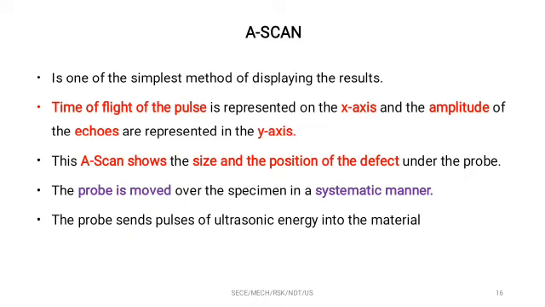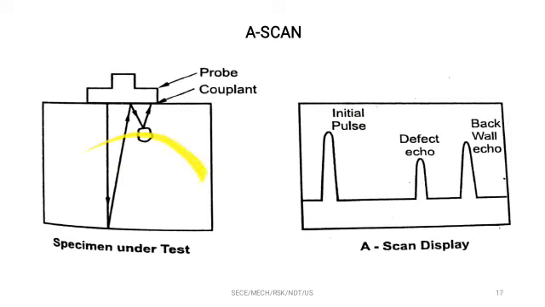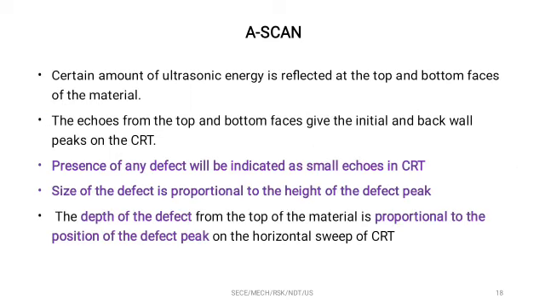The probe is moved in a systematic manner. When you move the probe, it sends ultrasonic energy into the material. So this is your A scan. The material is here under inspection and you have a probe here, and this probe is moved in a systematic pattern over the test specimen. As you move it, the sound wave passes through and the information is recorded on the display. In this A scan, a certain amount of ultrasonic energy is reflected at the top and bottom faces of the material. The echoes from the top and bottom faces give the initial and back wall peaks on the CRT. The presence of any defect will be indicated.